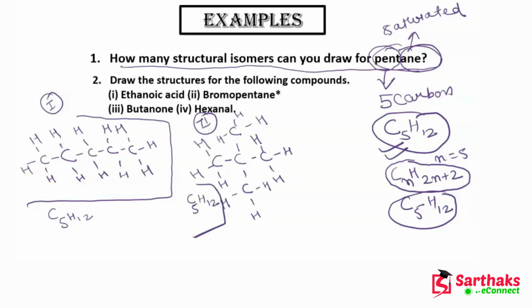So here you can see that the molecular formula is the same but the structure is different, and that is our isomer. In the previous lecture I told you what an isomer is. Basically, isomers are compounds which have the same molecular formula but different structure. So this is the second possibility of pentane.